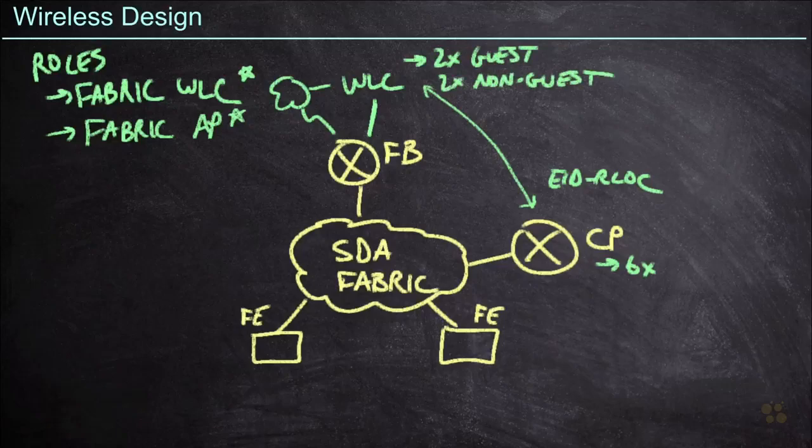However, in most cases, that's still going to mean that we ultimately can't deploy 6 control plane nodes, we can only support 2 in the SDA fabric. Next, we need to think about the access points.